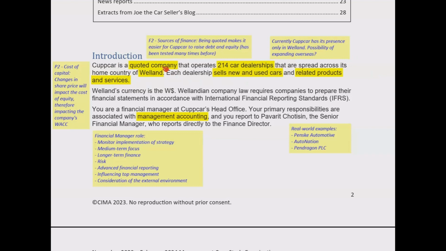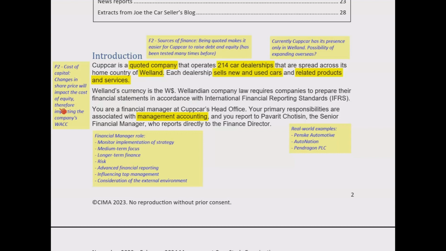Equally, of course, it could raise debt. It could take on a bank loan. It could issue debentures, bonds, or even, thinking again about an area of F2, it could issue convertible bonds. We need to be ready for a question in the exam that might ask us to discuss the impact and the advantages or disadvantages of these different options for raising finance.